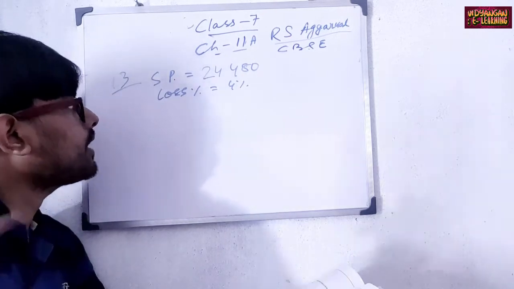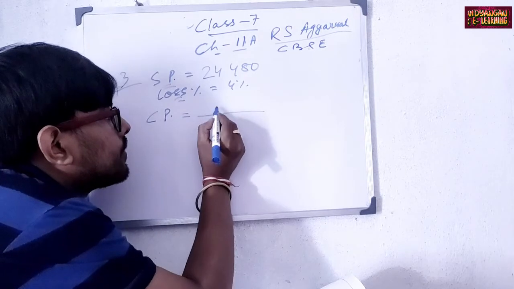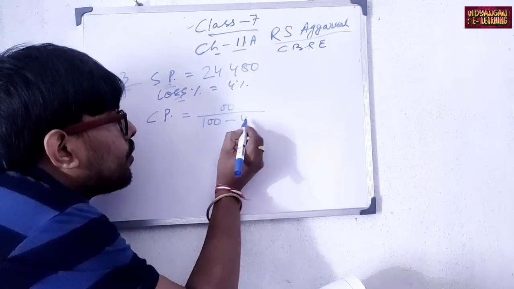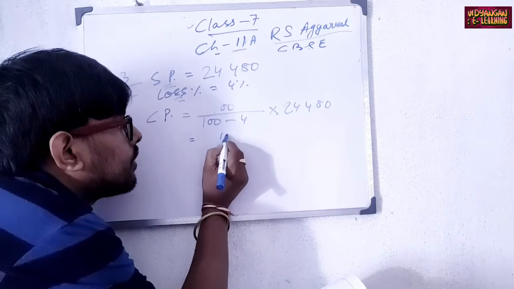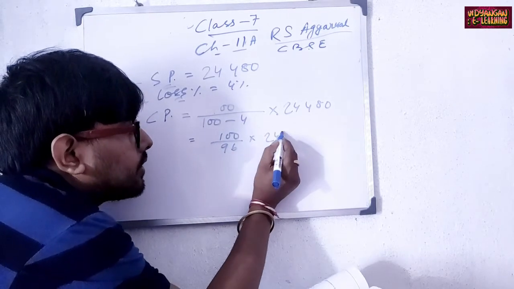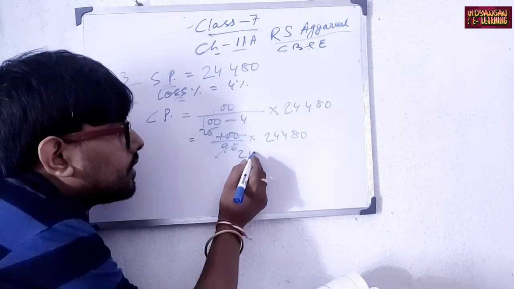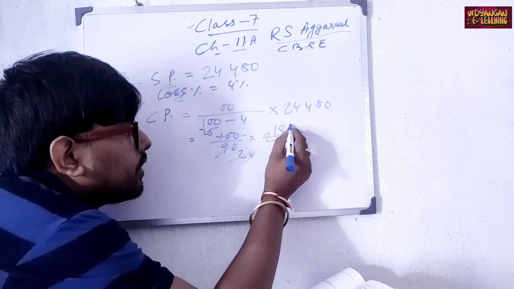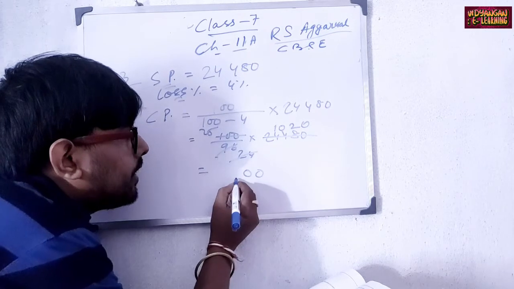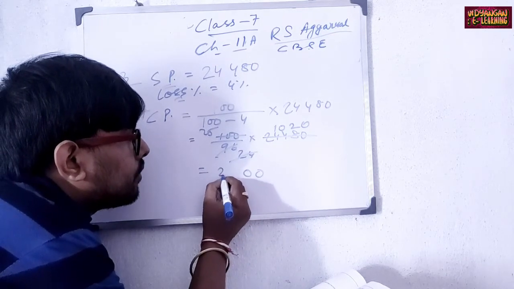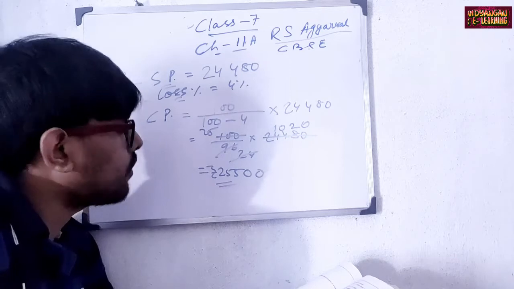Again, here we first have to find the cost price. When selling price and loss percent are given, cost price is equal to 100 by 100 minus 4, multiplied by SP, that is 100 by 96 multiplied by 24,480. Calculating, we get 25,500. That is the cost price of the computer.